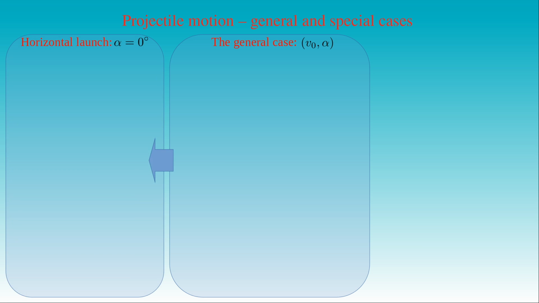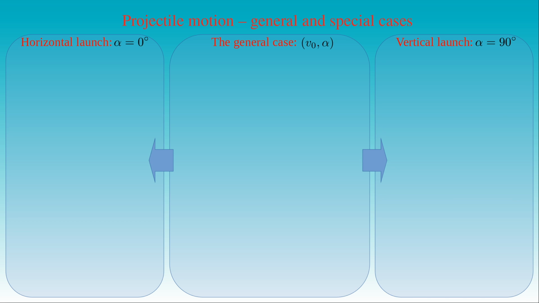Let us summarize the equations of motion for projectile motion, and see how we can obtain the equations for the horizontally and vertically launched projectiles as special cases of the projectiles launched in an arbitrary direction. We start with the general case, where the initial velocity of the projectile is equal to v0, and alpha is the angle between the direction of the initial velocity vector and the horizontal direction. One of the special cases is the horizontally launched projectile, where the inclination angle alpha of the launch is equal to 0. The other special case we consider here is the vertically launched projectile, where alpha is equal to 90 degrees.